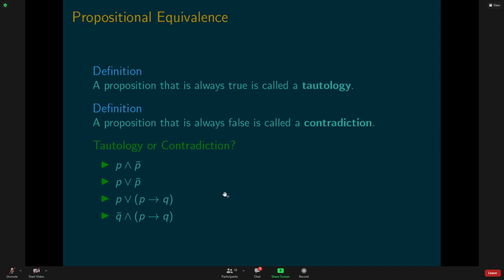It is a tautology. Why? Because if P is true, then this is true, right? If P is true, then true or something is true. If P is false, then the hypothesis is false, so this is a true statement. So it's true or false, it's true. So it's always true. Enis, what about the next one?